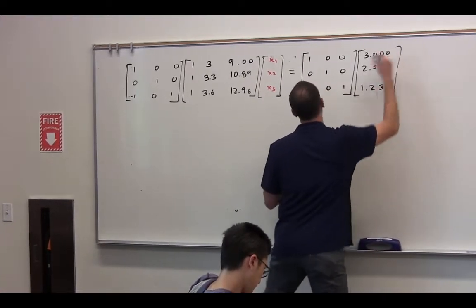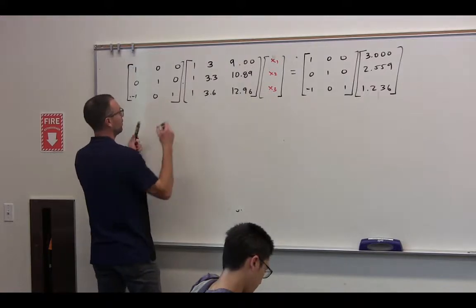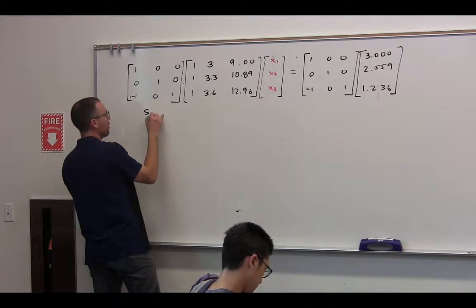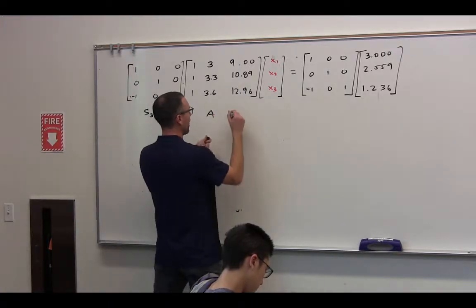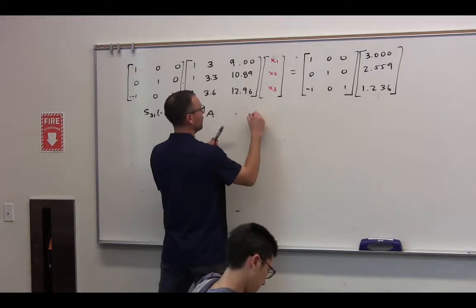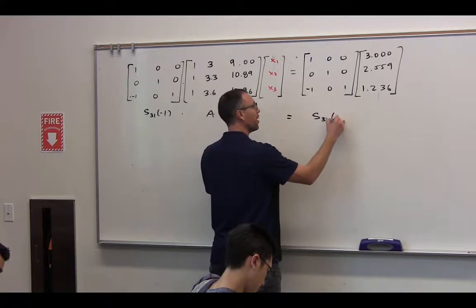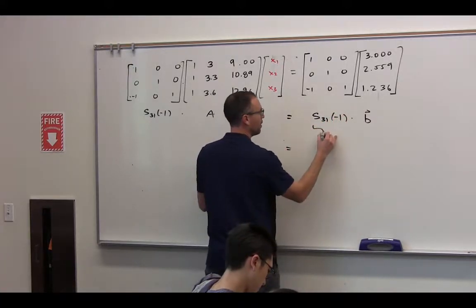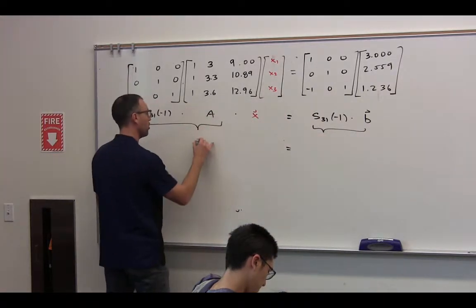All right, so let's go ahead and look at this. If I look at this product, the good news is when I look at this product, so this is S31 of -1. If this is A, here's my unknown x. And then this thing is going to be S31 of -1 multiplied by B. Let's go ahead and take a look at the products here. Anybody see a really, really easy way to get the first two rows of that thing?